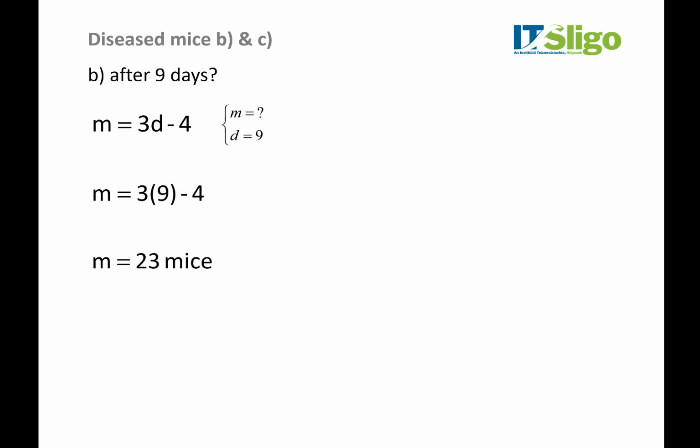So after 9 days, there'd be 23 infected mice. Part C, if there was 40 mice, how long before they're all infected? Well, now we have to manipulate, because we know this value, but we don't know this value, D. So we need to isolate D.